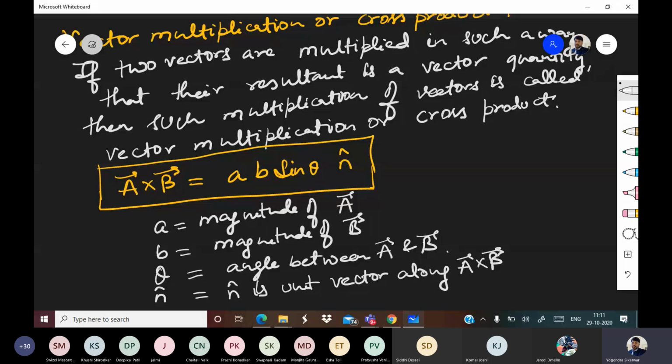So basically it is the n cap which is making the whole thing vector, because AB sine theta is a pure number. By doing AB sine theta you will get a pure number, but when you multiply that number with n cap, then you get a vector quantity. Okay, so let us move further.